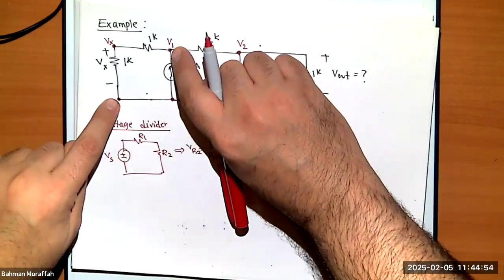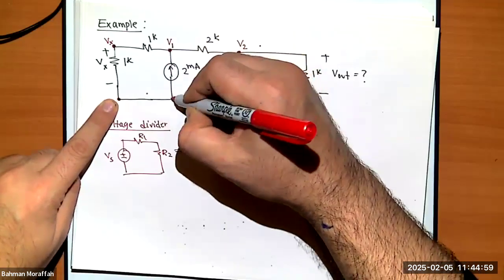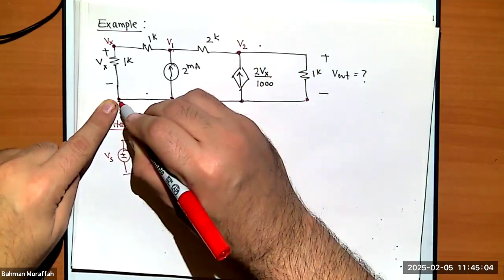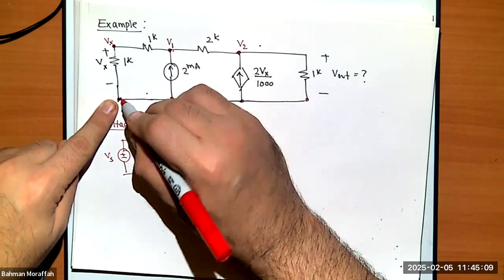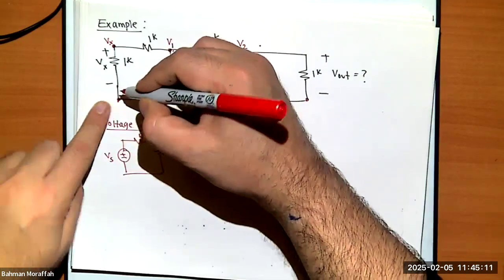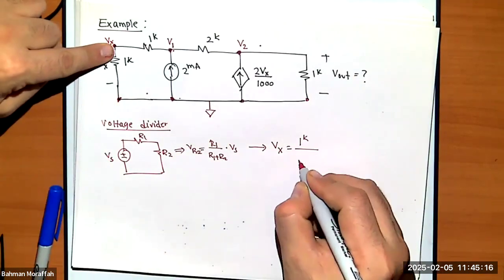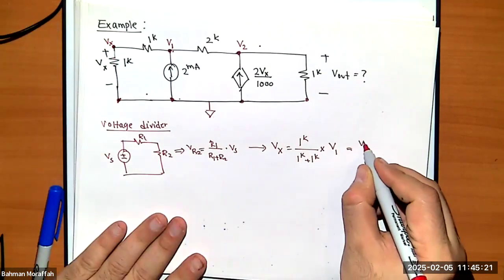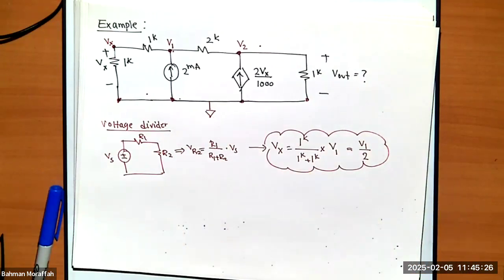It tells me voltage across these two is V1, because voltage across here is V1, and this is no different than this guy, therefore voltage from here to here is V1, right? If voltage from here to here is V1, what is Vx? So Vx is 1K divided by 1K plus 1K times V1, which is V1 divided by 2. Now I have everything in terms of V1, right?